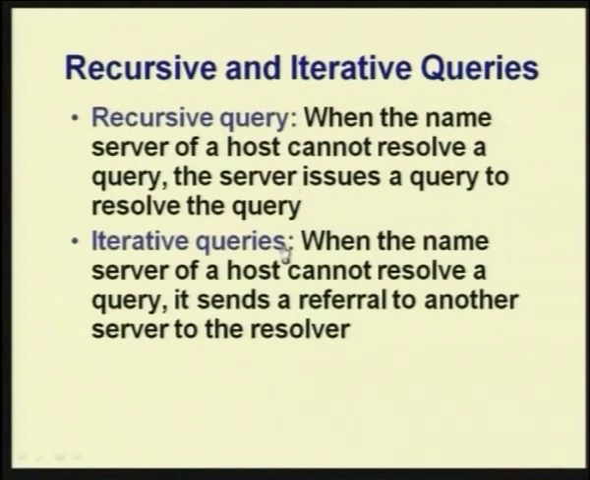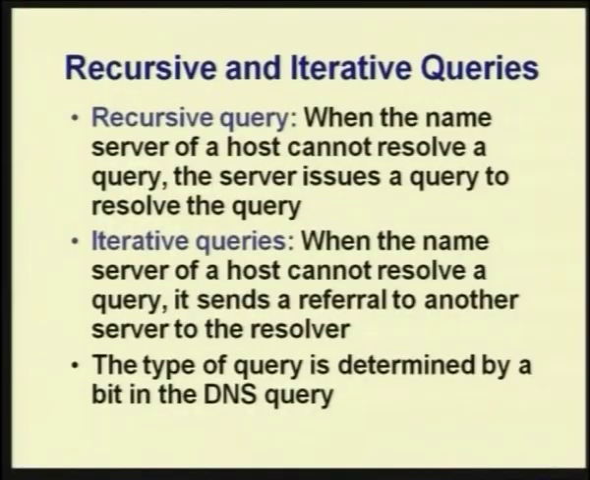In an iterative query, when a name server cannot resolve a query, it sends back information to the local name server saying, I do not know how to reach this, but I will tell you a path through which you can find out. So, I give you a referral to another server. Contact that referral server and get me the information. We will just look at how this takes place. And whether we are using a recursive query or an iterative query is determined by a bit which is specified in the DNS query.